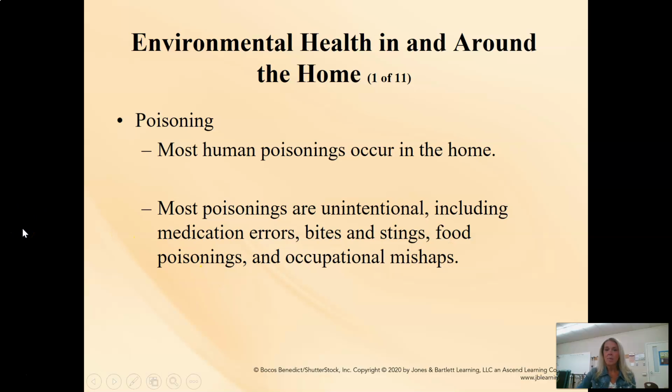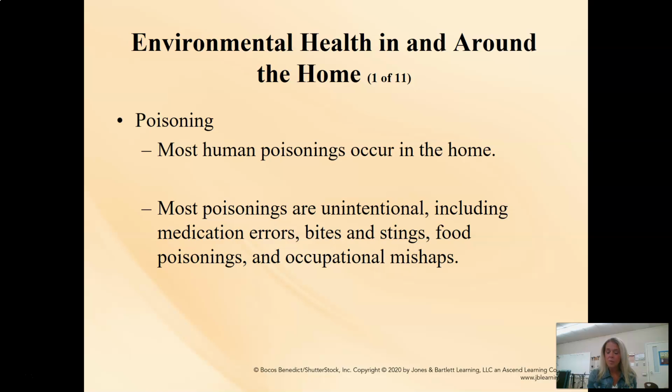So the first thing we're going to talk about is poisoning. Most poisonings occur in the home. Less than 1% occur at school or workplaces, and less than 1% occur in healthcare settings. So that leaves, again, the vast majority happening in or around the home. Most poisonings are unintentional, which include things like medication errors, bites and stings, like people who are allergic to bee stings, food poisoning, and occupational mishaps. About 18% of all poisonings are actually intentional, where someone is trying to commit suicide or overdoses.